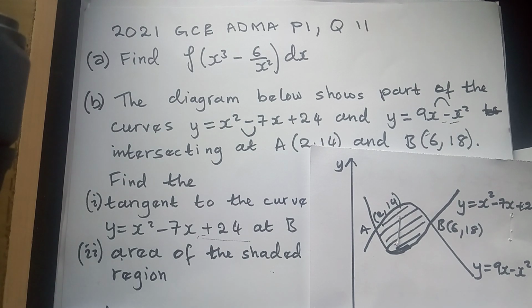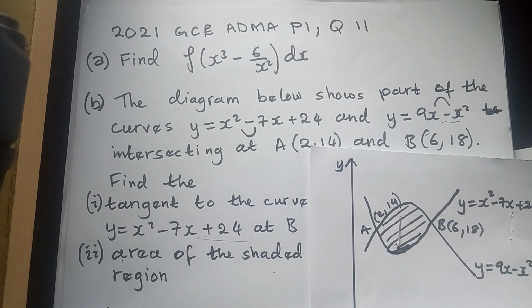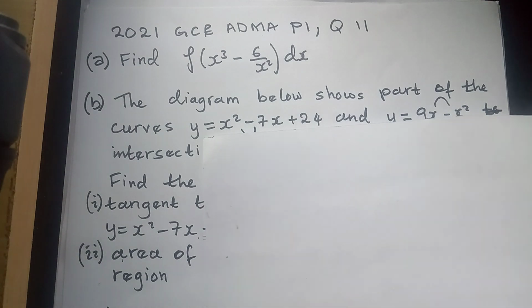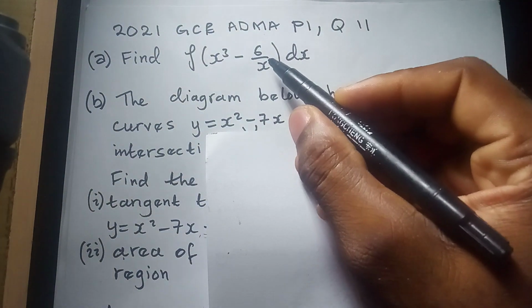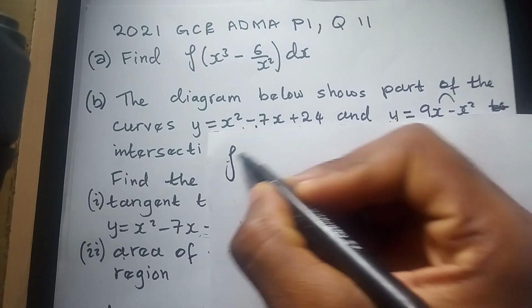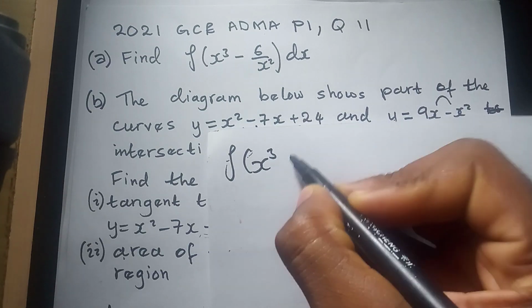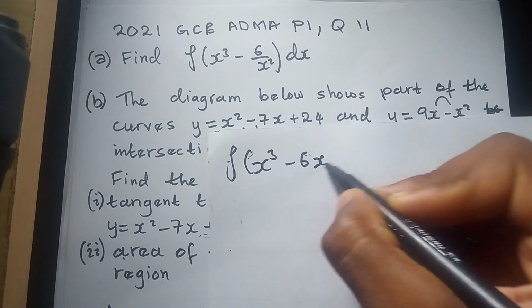2021 GCE ADMA paper 1 question 11. So the first part is find the integral. This is simple and straightforward as long as you can write this in terms of a negative power.